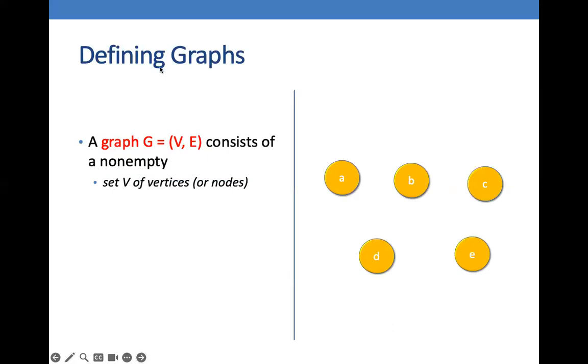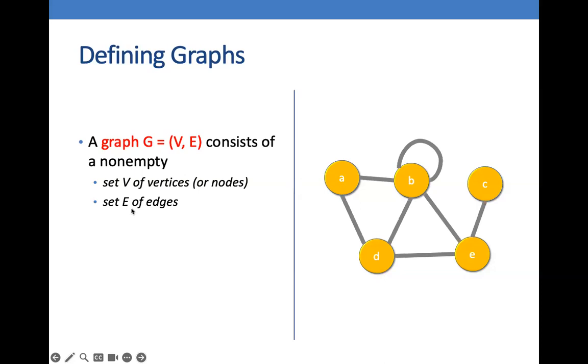Okay, let us start by defining a graph. A graph, denoted as G of V and E, consists of a non-empty set V of vertices or nodes. You can see here a set of vertices A, B, C, D, and E. Not just the set of vertices, but a graph also consists of a set E of edges. As you can see here, there is an edge between A and B, B with itself, B and E, E and C, D and E, D and B, and then D and A.